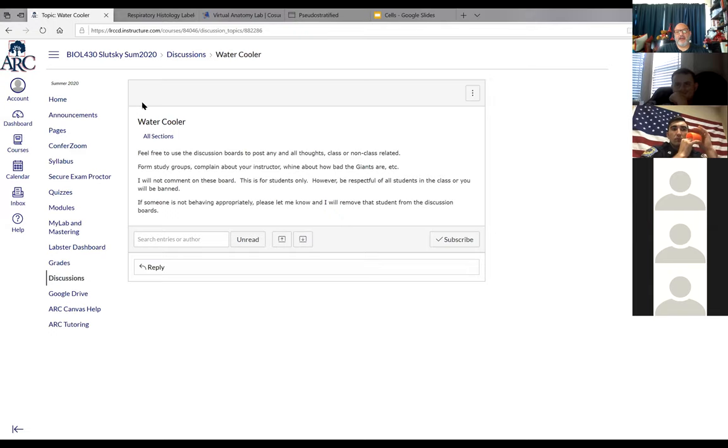As it says for the water cooler, there are three things that are important to know about this water cooler. I do not monitor it. This is for you, the students, for whatever you want. So if you want to be non sequiturs talking about whether or not there's going to be baseball this year, great, you're welcome to talk about that. If you want to talk about how boring it is listening to this class or how you listen to my voice at night to help you go to sleep, that's fine as well.